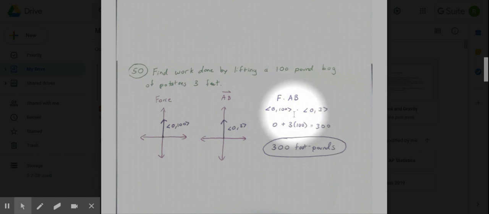The dot product of the two vectors gets you 300 as well. Ultimately, hopefully it makes sense, an answer of 300. If you're moving a 100-pound bag, that would be the force. 3 feet, the work would be 100 times 3.